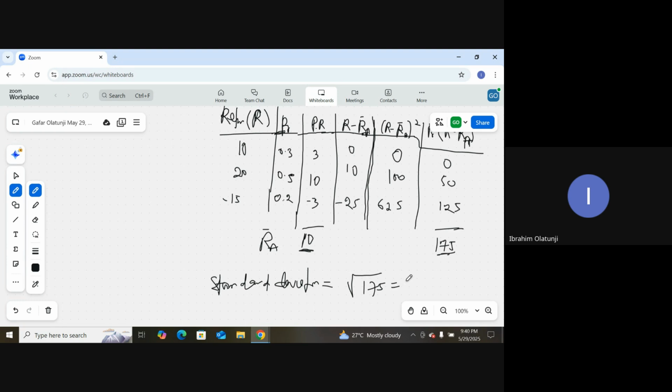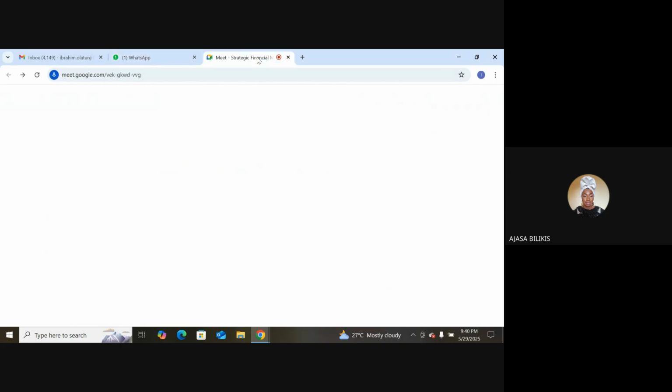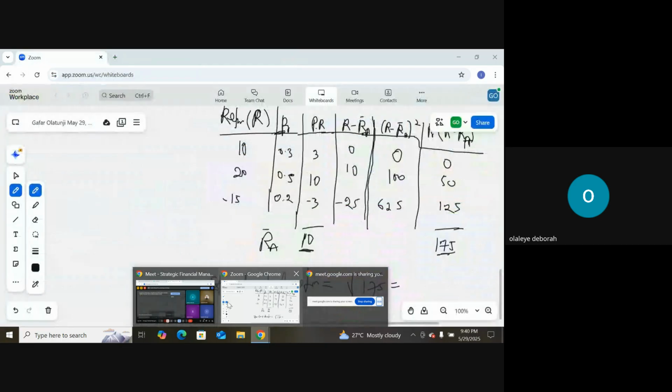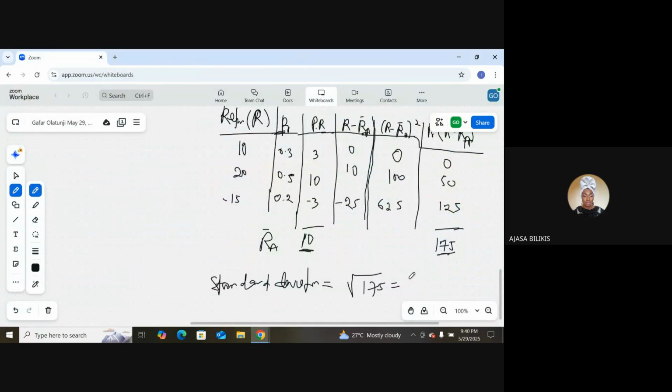So when you look for the square root of 175, what do you have? 13.2288. My screen is visible. Are you seeing the board? Yes, we can see it. 13 point what? 2288. We approximate to 13.23.